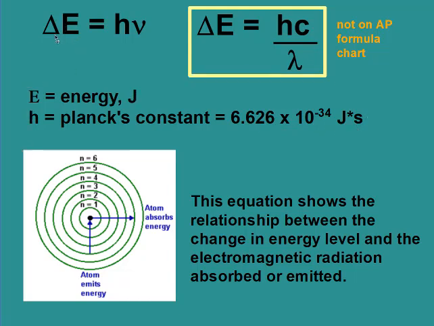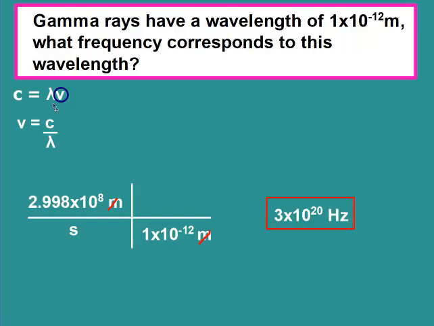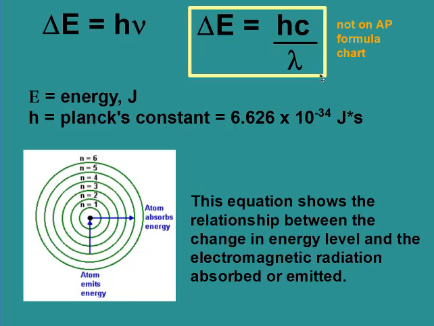So the equation on the left relates energy and frequency because H is a constant. But the one on the right relates energy and wavelength because H and C are both constants. The boxed in one is not on the AP formula chart, but the energy and frequency as well as our C equals wavelength times frequency are on the formula chart. And the boxed in formula is just a derivative of those two equations plugged in together. So you can either remember the equation, derive the equation, or just break up the problem into two separate equations.